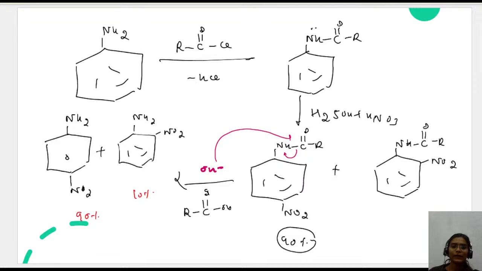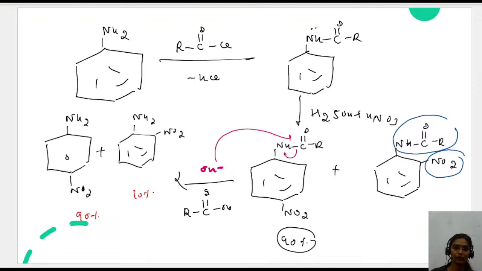Why? In this case, there's a two-pointer rule. The problem solved: para is maximum, but still it's a large group now. It is being like a bulky group. So the problem is what? Hindrance. Ortho is not manageable, because now hindrance comes. So one problem is solved, that is para becomes major.